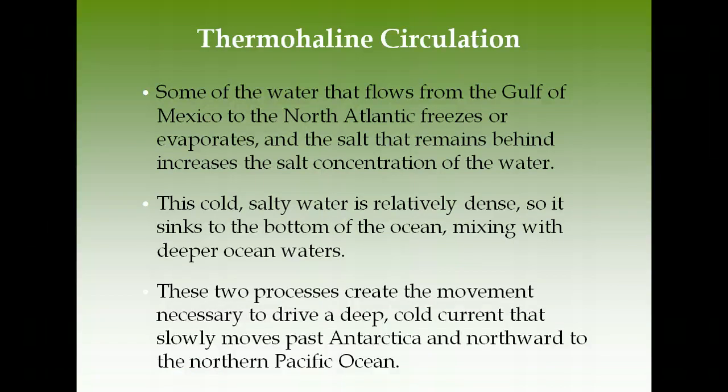So what happens is that we'll start in the Gulf of Mexico. We know that that's already a warm current. So as the Gulf Stream starts to go north, to the North Atlantic, it will either be warm and it evaporates, or it gets so cold that it freezes up. Well, we know that salt doesn't evaporate or freeze, so that salt remains behind. And so that increases the salinity of that water. So as you increase the salinity and decrease the temperature, that cold, salty water will start to sink, and it will mix with the deeper ocean waters. So those two things will create the movement that is needed to drive this deep cold current that moves past Antarctica and northward to the Pacific Ocean.